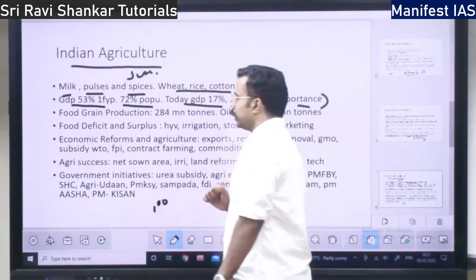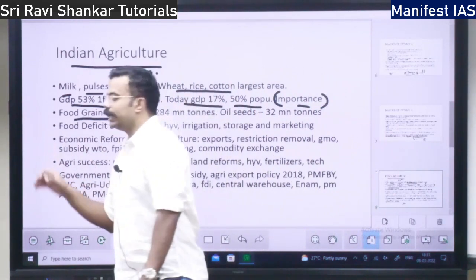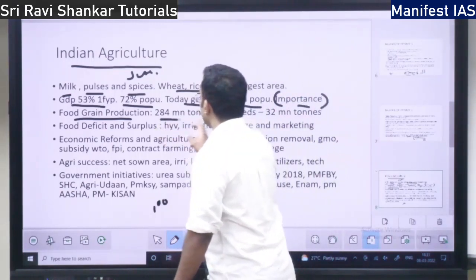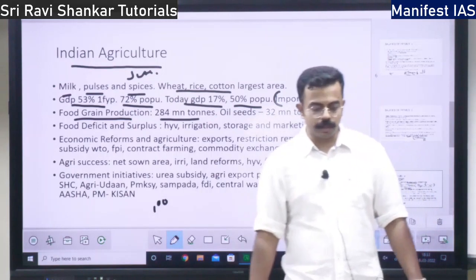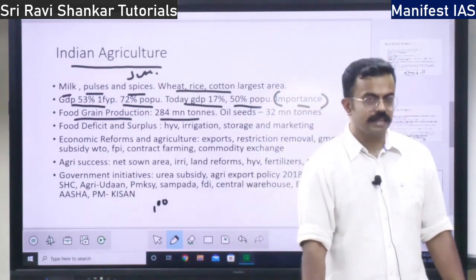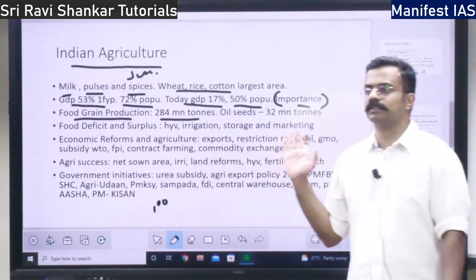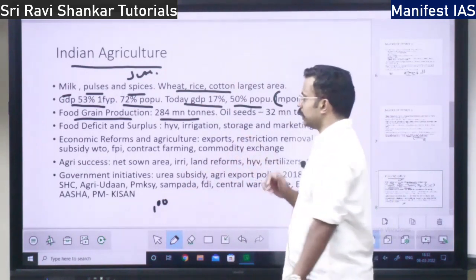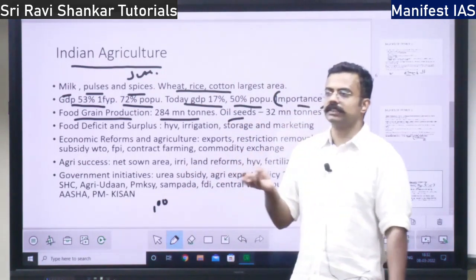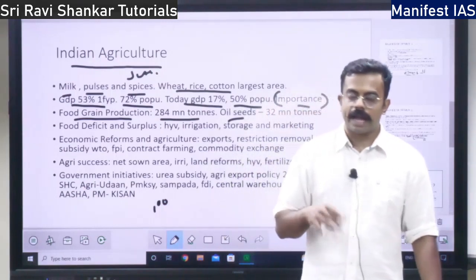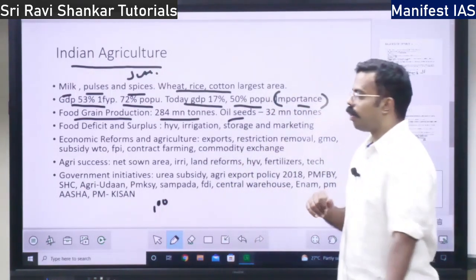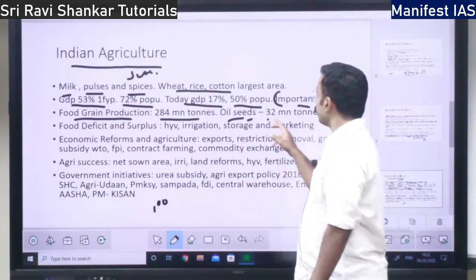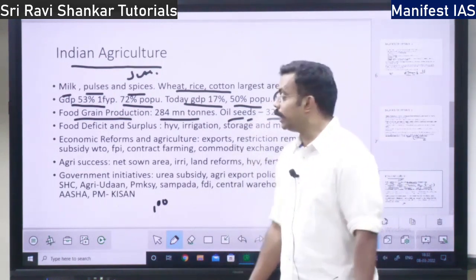India's food grain production is 284 million tons. What are the food grains? Rice, wheat, tur dal, urad dal, all those things are food grains. Mainly rice, wheat, ragi. Oil seeds, what are oil seeds? Mustard, sunflower, castor, sesame, groundnut, all these are oil seeds. 72 million tons.